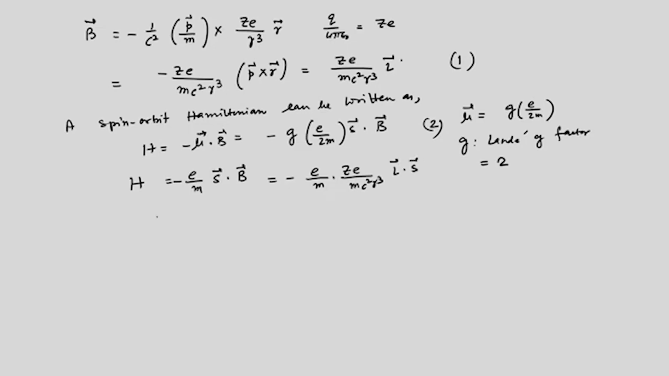Okay. And this is equal to, there is a minus sign which I have missed here. So, this minus becomes plus. So, this becomes equal to Z e square divided by m square c square r cube and a L dot S. So, this is called a spin orbit coupled, or spin orbit coupling Hamiltonian.